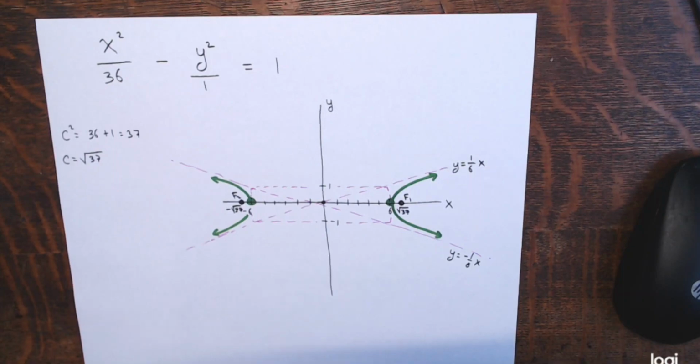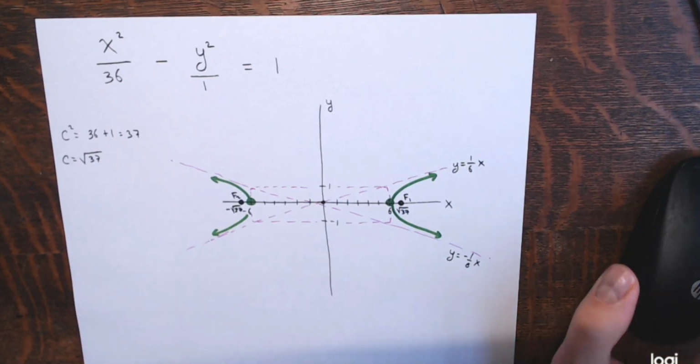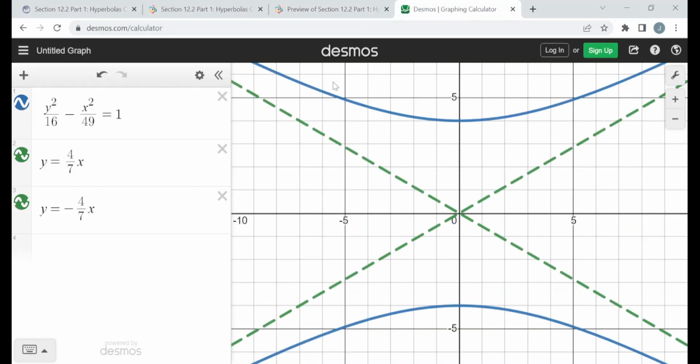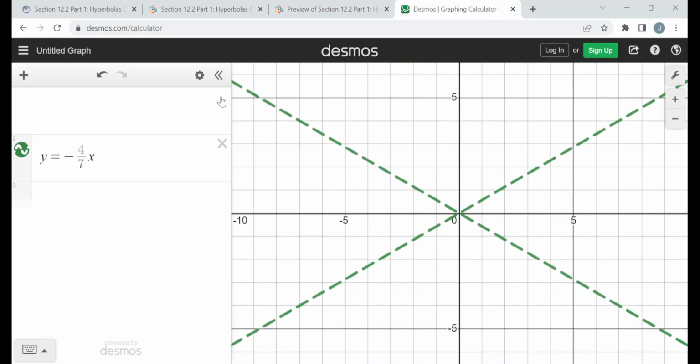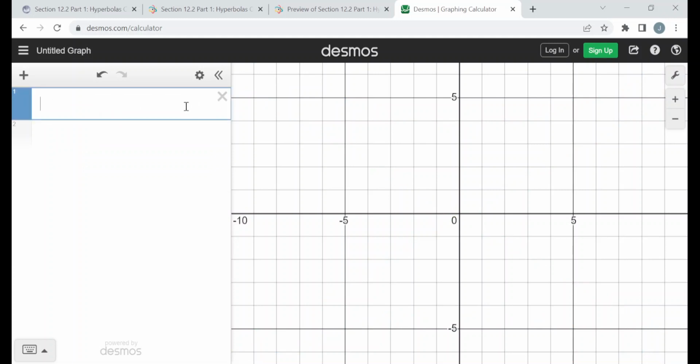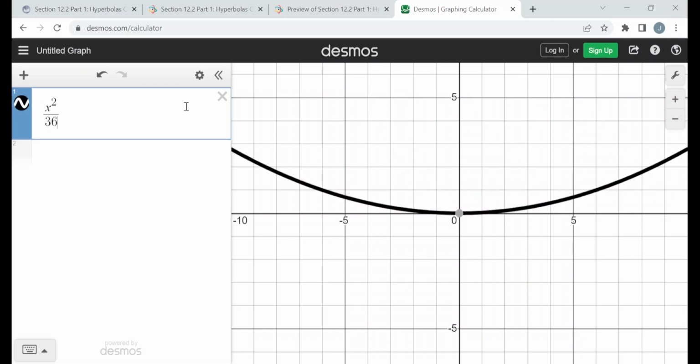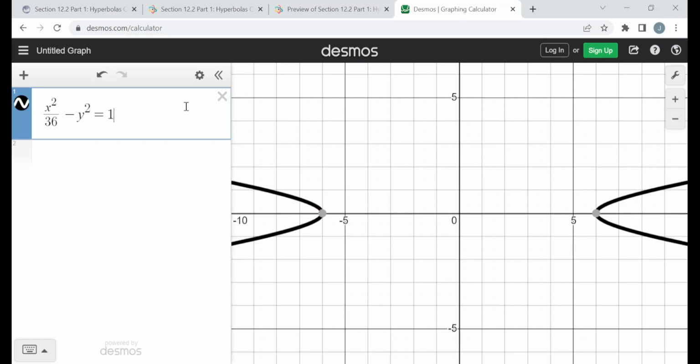Alright. Again, let's just double check with Desmos. If our asymptotes are correct, this graph is correct. So putting in the equation they gave us, it was x squared divided by 36 minus y squared equals 1. See the curve opening left, curve opening right. The vertices are at (6, 0) and (-6, 0), so it looks pretty good.